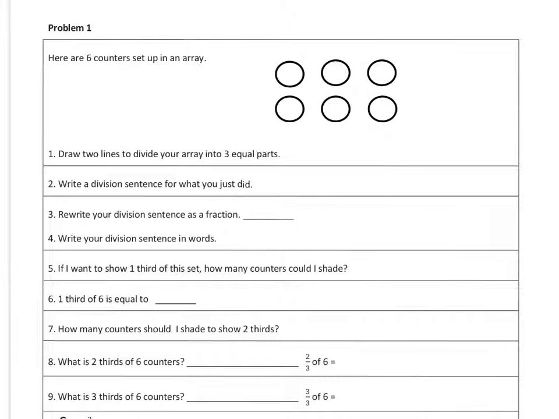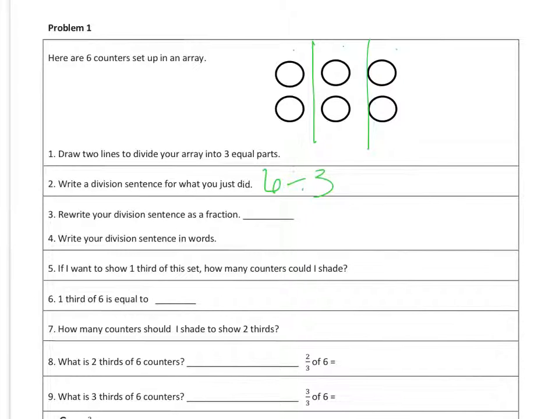So here's 6 counters set up in an array. We're going to draw 2 lines to divide it into 3 equal parts. We're dividing it into thirds. 3 equal parts, 1, 2, 3, and they're equal because they each have the same number of counters. So to write a division sentence for what we just did, 6 divided by 3.